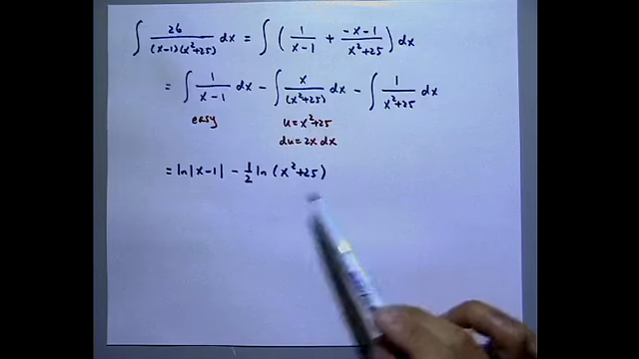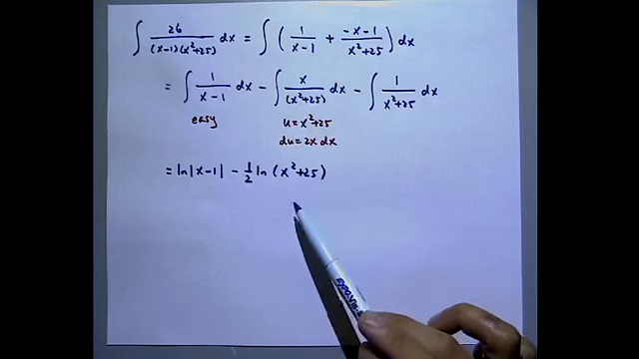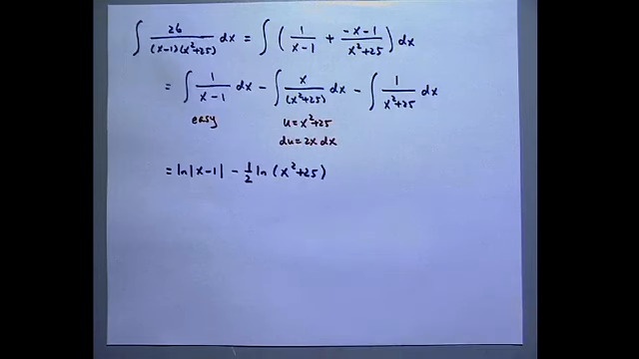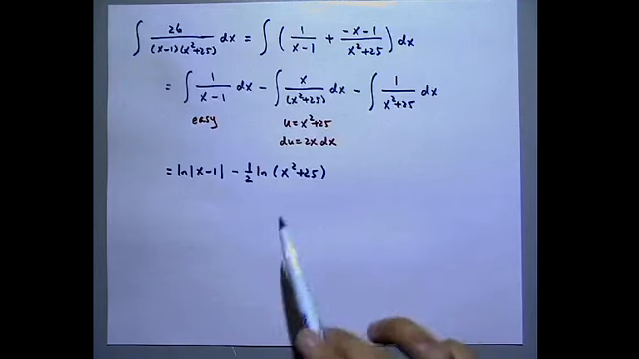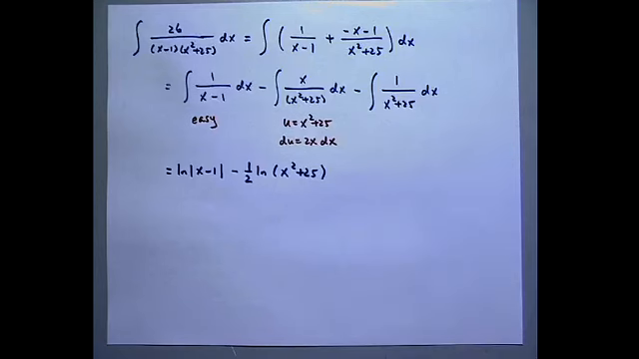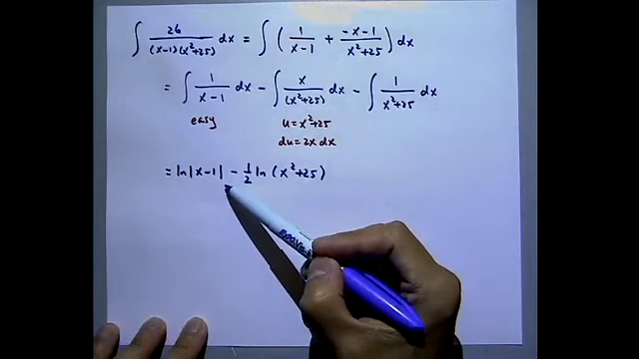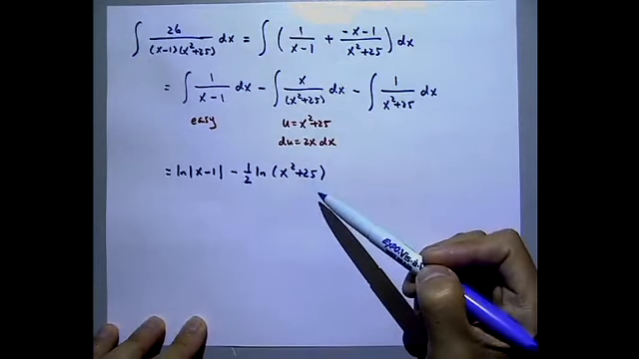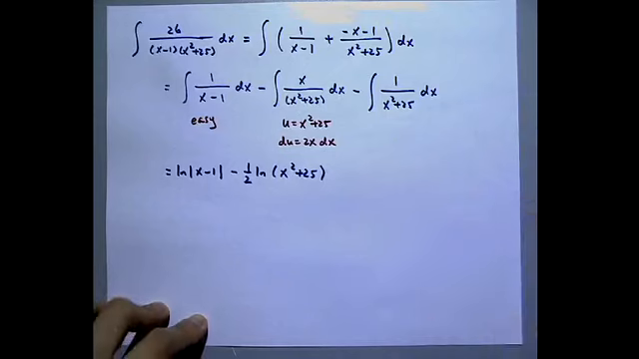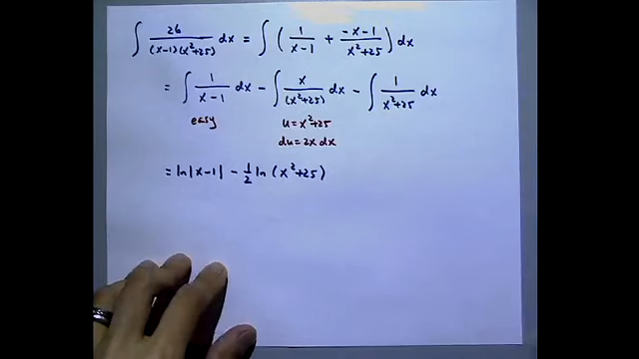Why didn't I put absolute value around x squared plus 25? Right, it's a sum of squares. It's always positive. I don't need the absolute value here. But it's not wrong if you put absolute values. This guy absolutely needs it. This one doesn't need it, but you can still give it absolute value if you want.